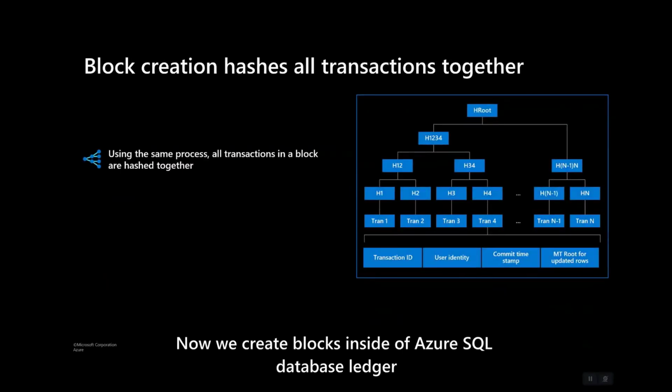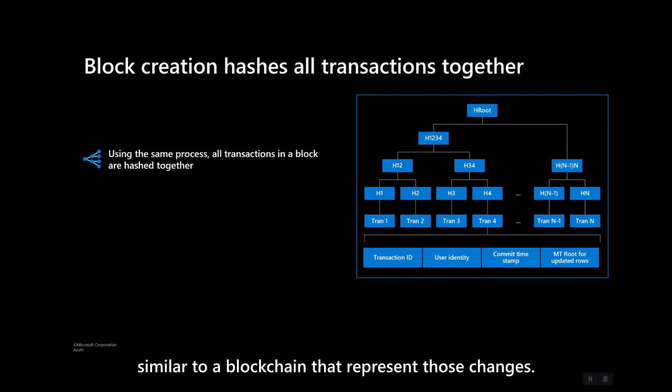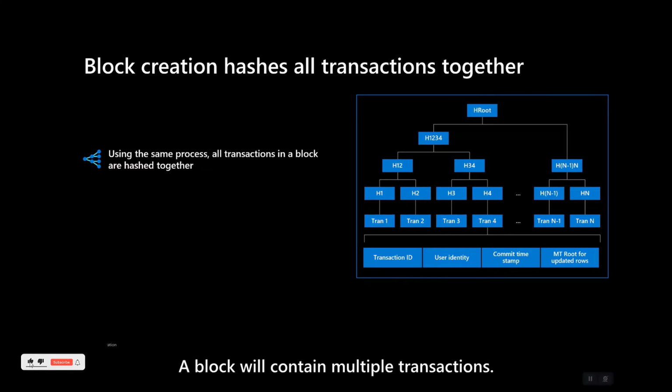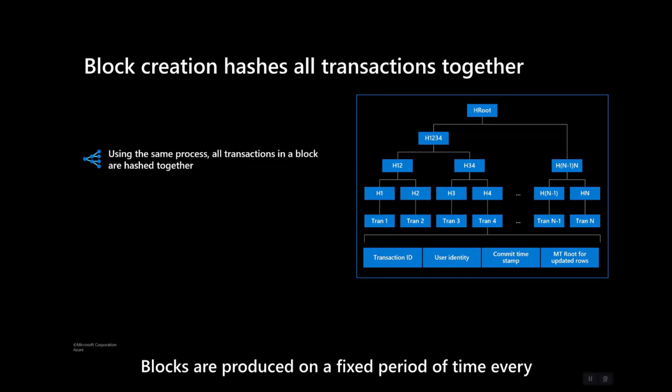Now, we create blocks inside of Azure SQL Database ledgers, similar to a blockchain, that represent those changes. I just gave an example of an individual transaction and the rows being hashed inside of it. A block will contain multiple transactions. Blocks are produced on a fixed period of time, every 30 seconds. So inside of a block, there could be thousands of transactions that have occurred.